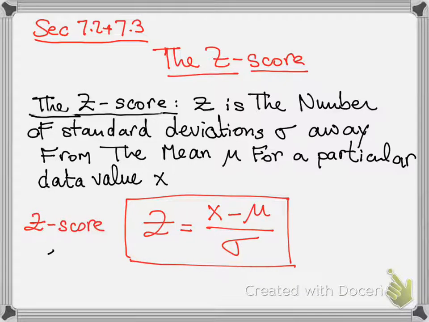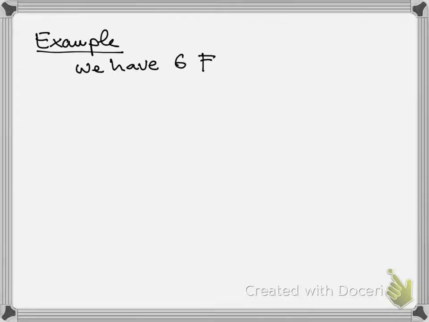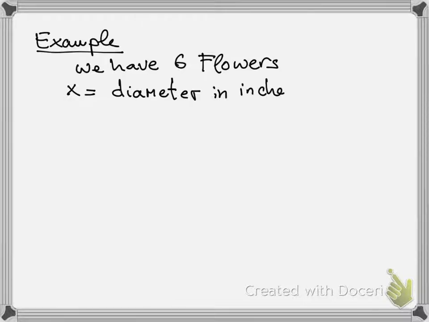Okay, so let's do an example so you can see what I'm talking about here. Say we have 6 flowers, and the variable x will be the diameter in inches of the flower. So we have 6 flowers. So here's my x.